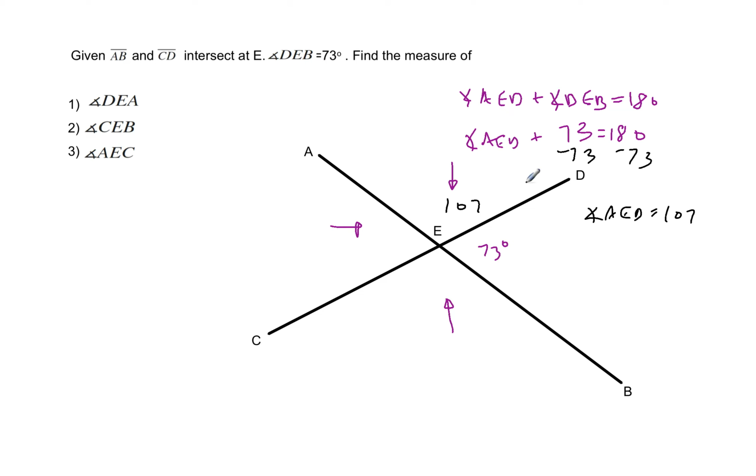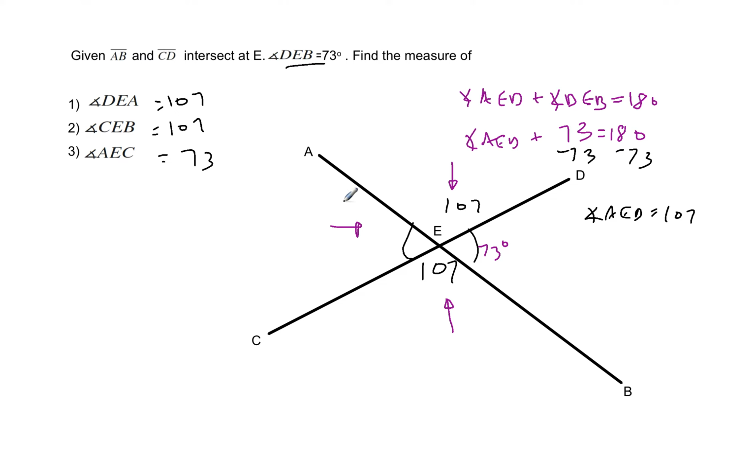Because angle AED and angle CED are vertical angles, and vertical angles are equal, this must also be 107. So AED, or DEA, is equal to 107. We also know that CEB, or BEC, is equal to 107. And we know that DEB is 73, and DEB and AEC are vertical angles. These two are vertical angles, so that means that AEC must also be 73 degrees.